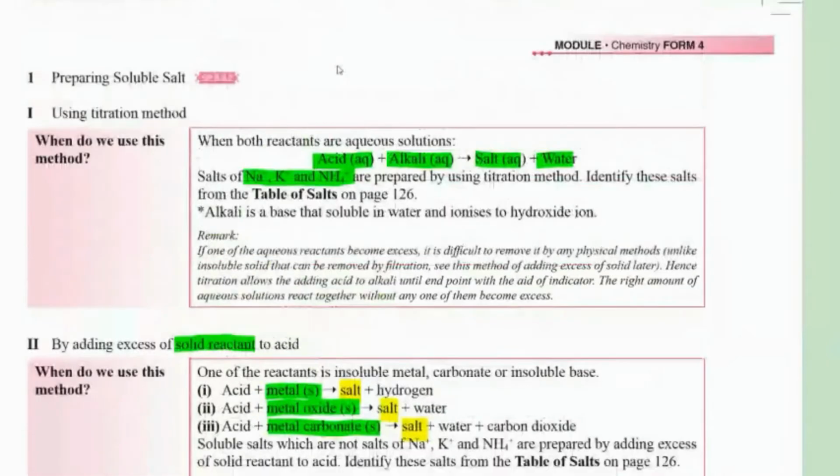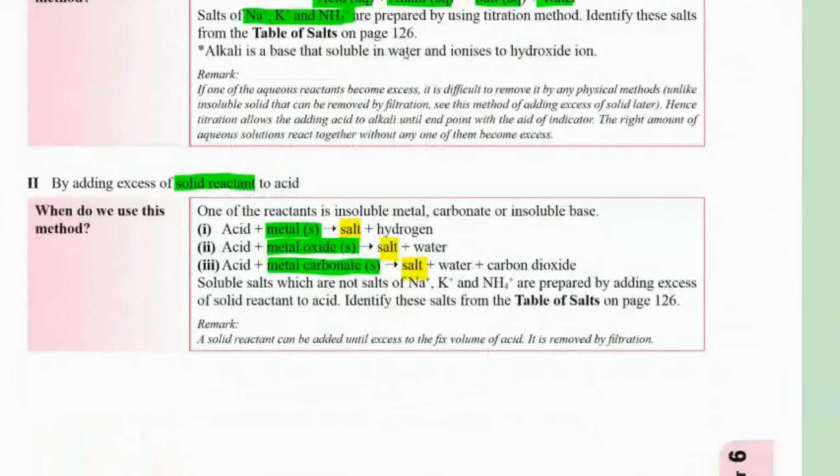So titration only for SPA. Write down for SPA. This one is for soluble salt, except SPA.